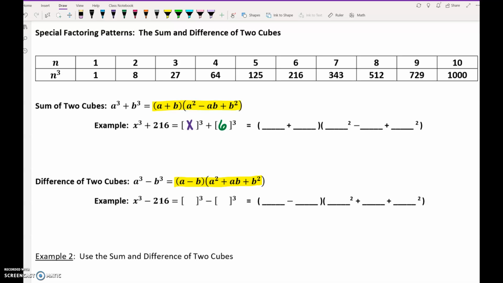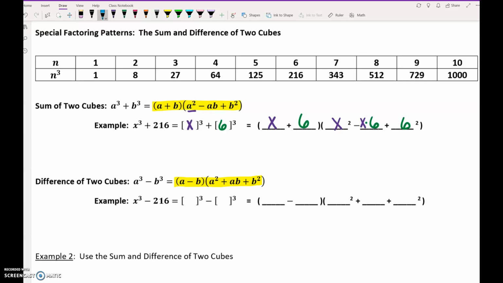So in this formula that you're given, A is going to be our x, B is 6. Anywhere you see A, you're going to put x. Anywhere you see B, you're going to put 6. So the pattern says A, so x, and then B, so 6. Then inside the second set of parentheses, it says A squared, so x squared, and I put that square in that blank for you. In the middle one, it says multiply the two together. So x times 6, and then B squared, so 6 squared.